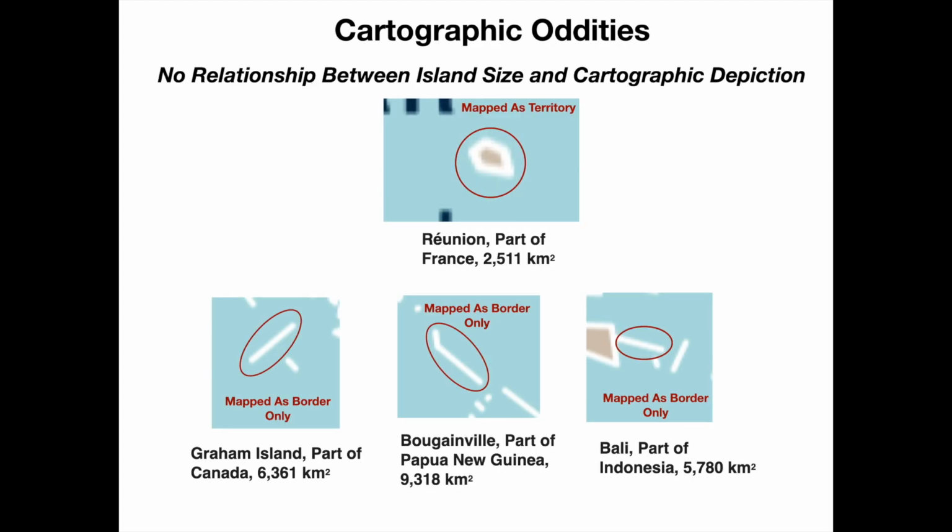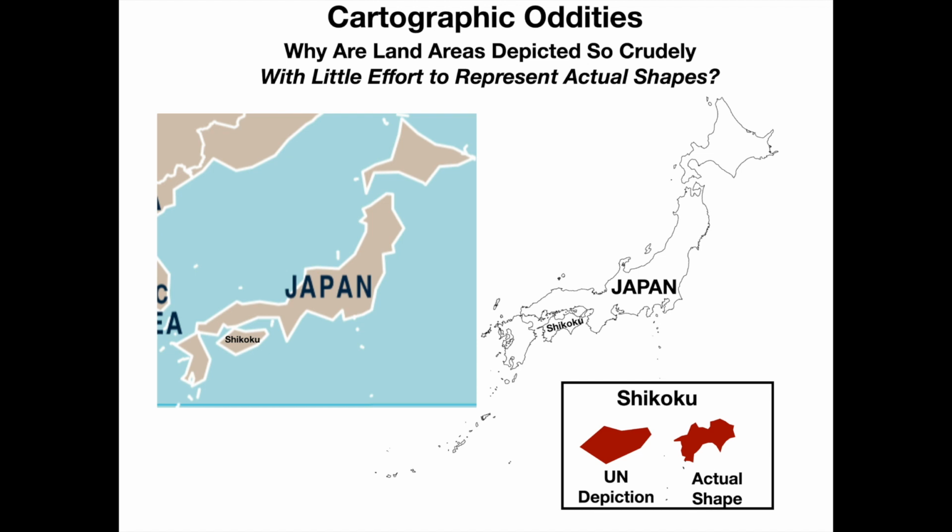Another curiosity is how islands are mapped, in that some are actually mapped as territories with this brown color and a white line around it, but many are mapped simply as borders, just as simple white lines. And you might think that the larger islands would be mapped as territories and the smaller ones simply as white lines, but you can see this is not necessarily true. There's some pretty large islands that are just given as lines and smaller ones that are actually mapped as territories.